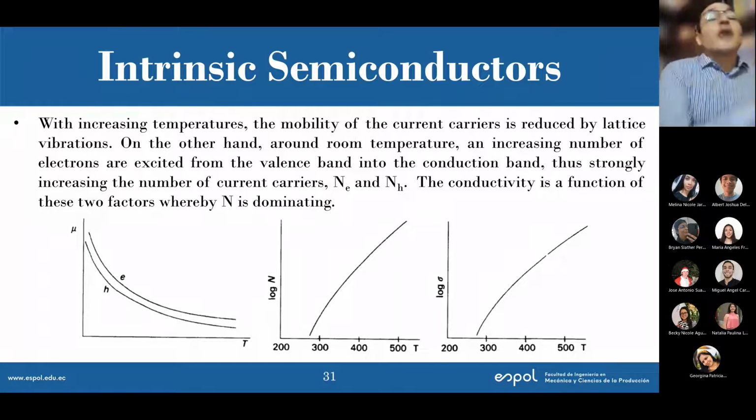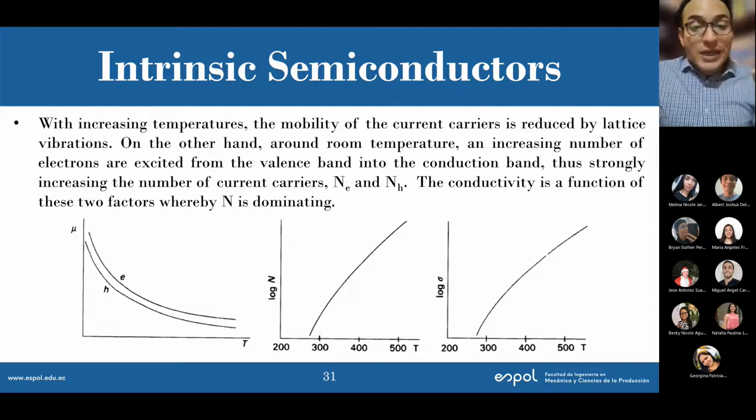On the other hand, though, if I increase the temperature to, let's say, room temperature or even higher, I'm giving more energy to electrons, more thermal energy, and that energy is taken advantage of by the electrons in the valence band, so they can get enough energy to jump to the conduction band. Therefore, if I increase the temperature, I have these two competing effects.